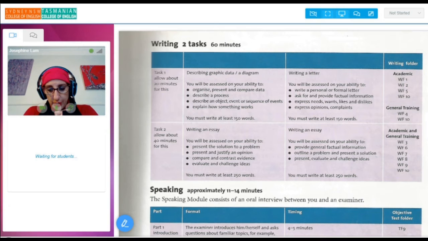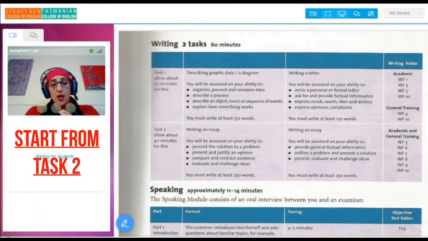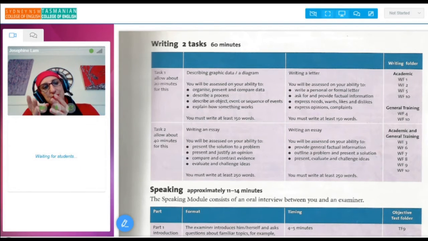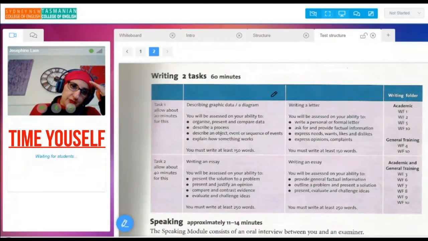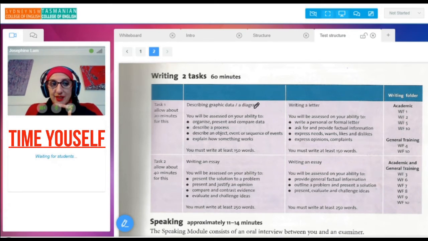Just like for the reading module, with the writing module, I would suggest to start from task number 2. For the same reason, it is a bit more complex and you might need a little bit more time. But again, if you have performance anxiety and you'd rather have your task number 1 done because it will make you feel better, start from task number 1. I recommend personally to start from task number 2, just because if you need a couple of extra minutes, you might want to have them for task number 2 rather than for task number 1, which is easier. Again, time yourself because you might think that you have enough time, but you will find out soon that you will need the 60 minutes.